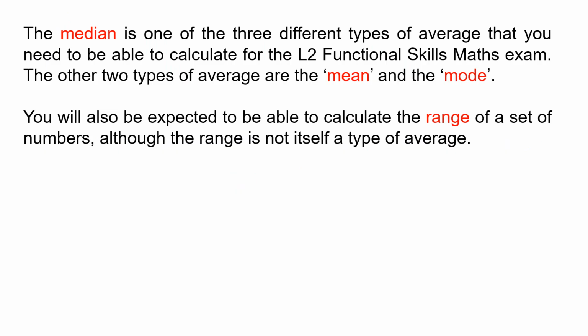Now, it's worth noting that the median is one of three types of average that you'll need to be able to calculate for the Level 2 Functional Skills Maths exam. The other two types of average are the mean and the mode. You'll also be expected to be able to calculate the range of a set of numbers, although the range is not itself a type of average. And these other types of average, mean and mode and range as well, they're all covered in other videos. So if you haven't checked those out, please do.